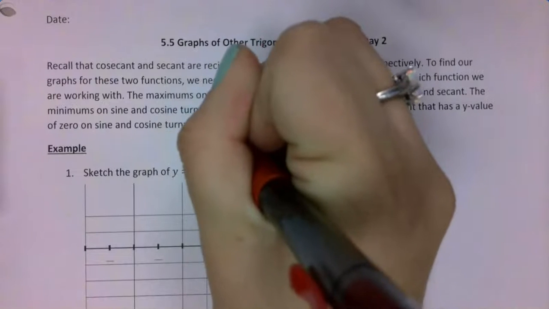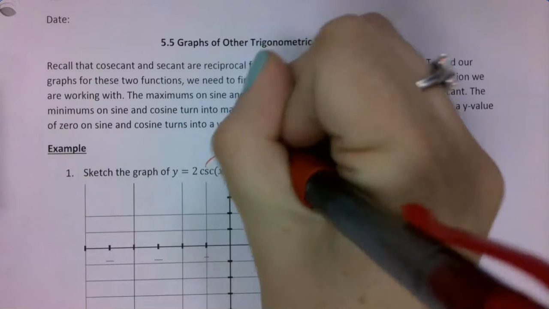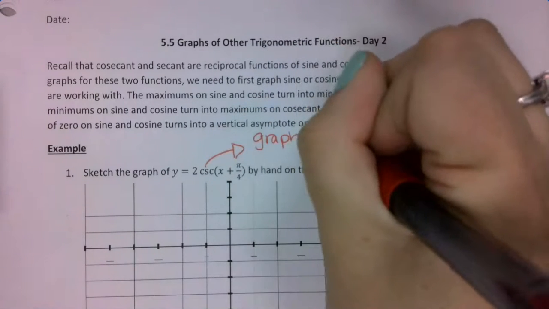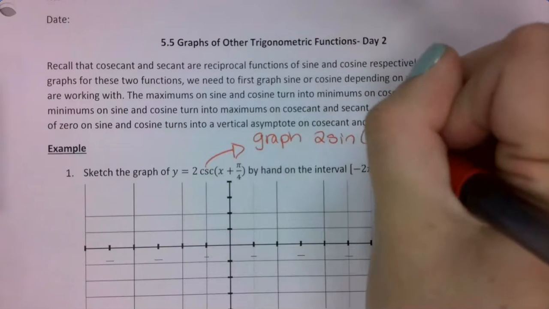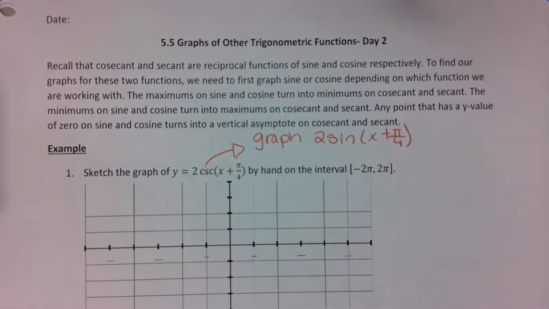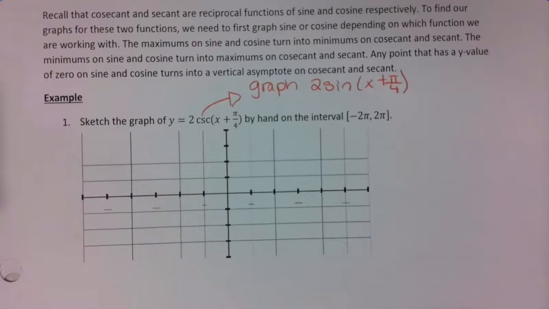So, what is my reciprocal to cosecant? Sine. So really I want to graph 2 sine of x plus pi fourths. That's what I'm going to start off with. Well, that's what we're going to graph by hand, and then we'll do the other part. There's 2 parts to this.